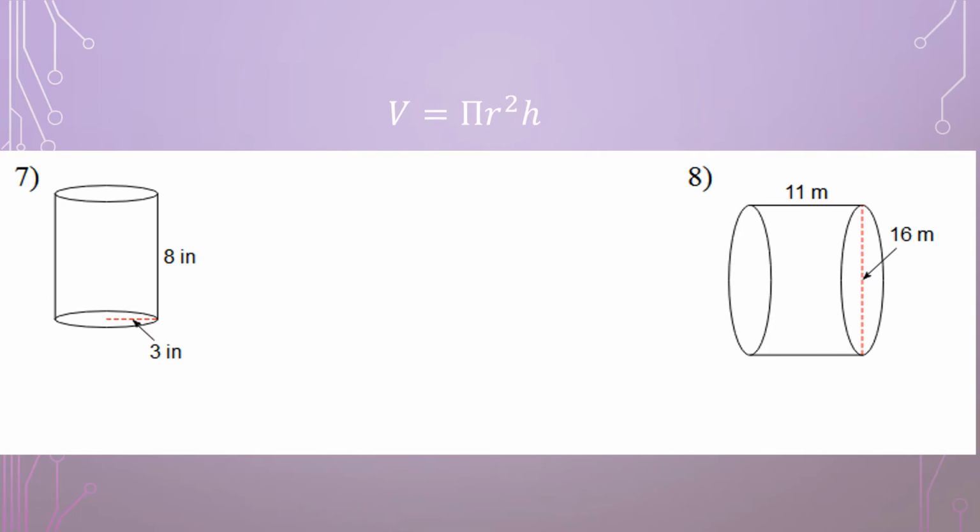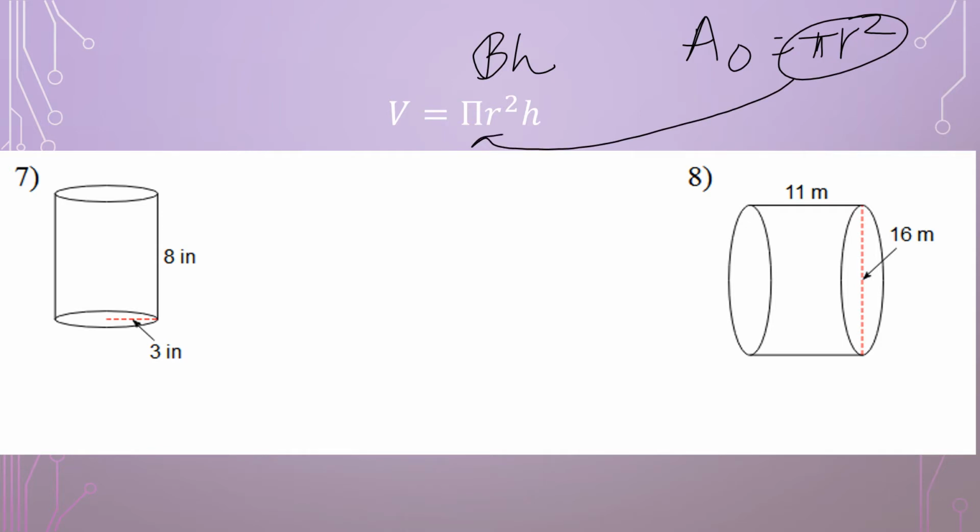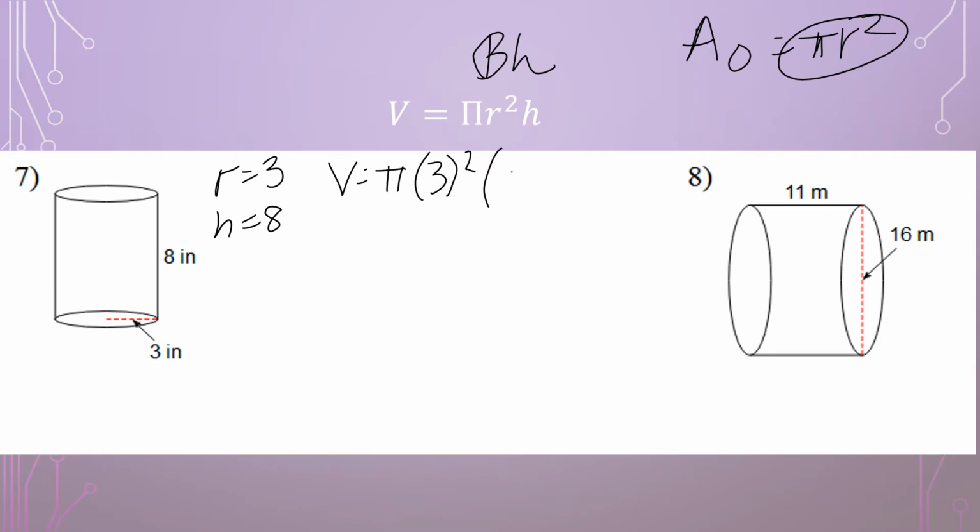Then moving on to the cylinders here, so the cylinder is a little bit different because it's still B times H, but the area of a circle is pi r squared, so it just makes it a little easier by plugging that in for the B. Okay, so my radius here is 3 and my height is 8. So I'm just going to plug that into the equation. V equals pi times r, which is 3 squared times 8.